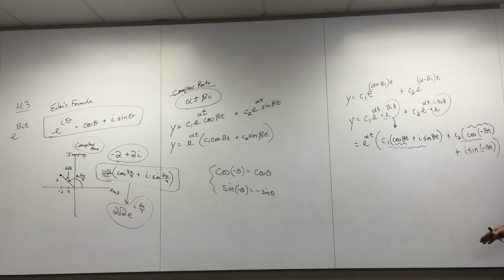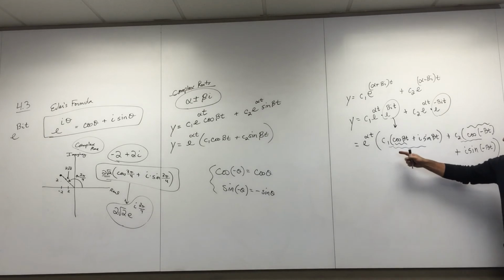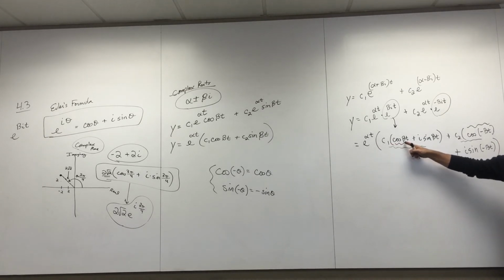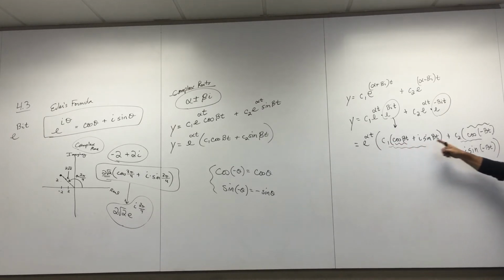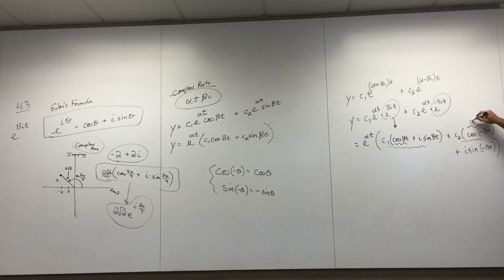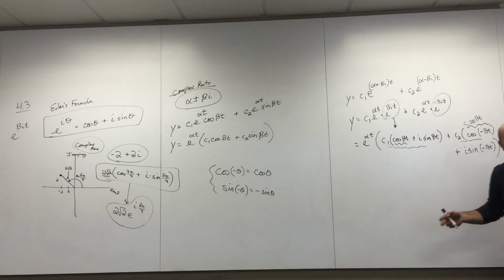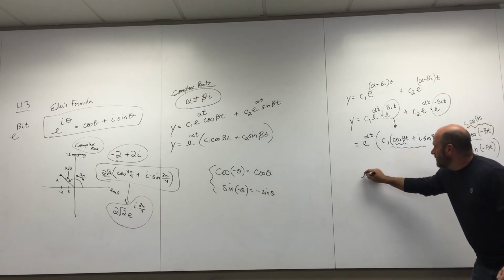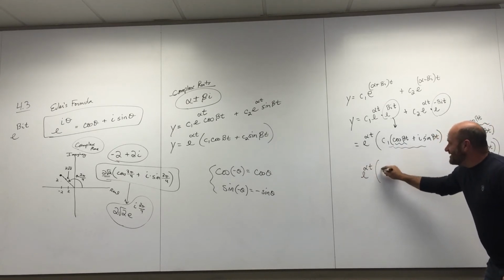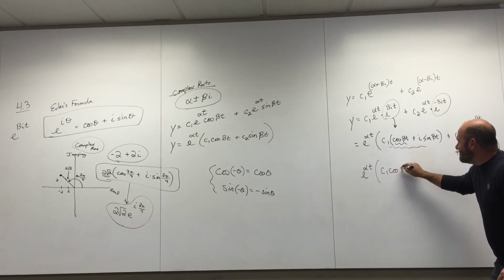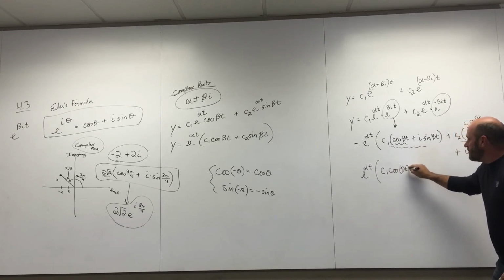Okay, so I hope I'm not losing you. I'm distributing this C1, and then using that identity, this is just cosine beta t, and I can add up C1 cos beta t and C2 cos beta t together, but let's call their coefficient C1. It's a C1 plus a C2, but let's call it C1. All right, you're convinced. Thank you. All I need is a nod, one little nod, and I'm off to the races.